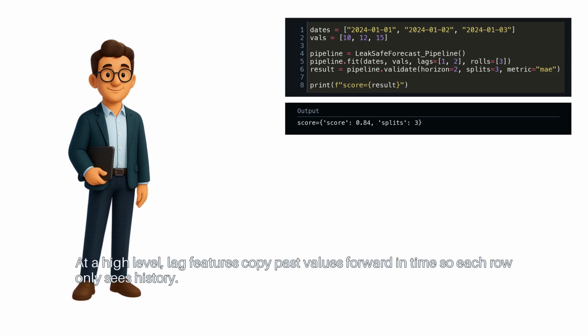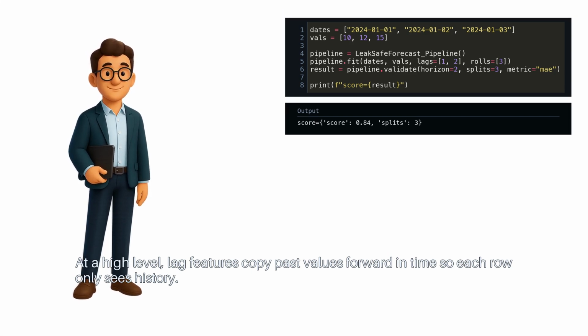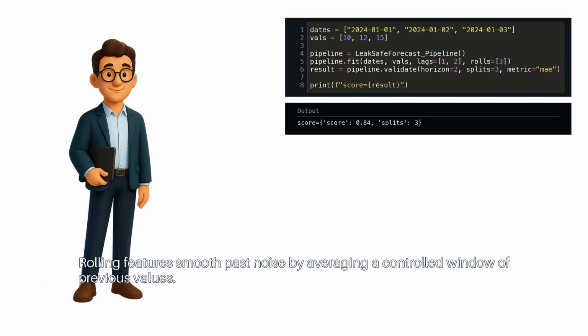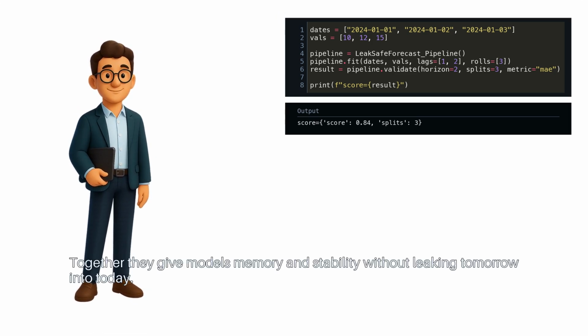At a high level, lag features copy past values forward in time, so each row only sees history. Rolling features smooth past noise by averaging a controlled window of previous values. Together, they give models memory and stability without leaking tomorrow into today.